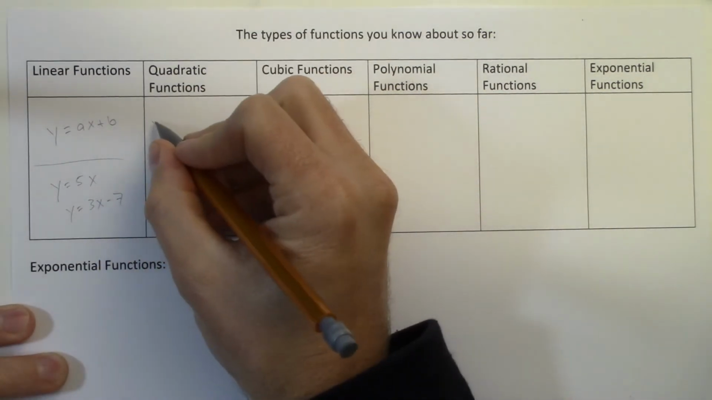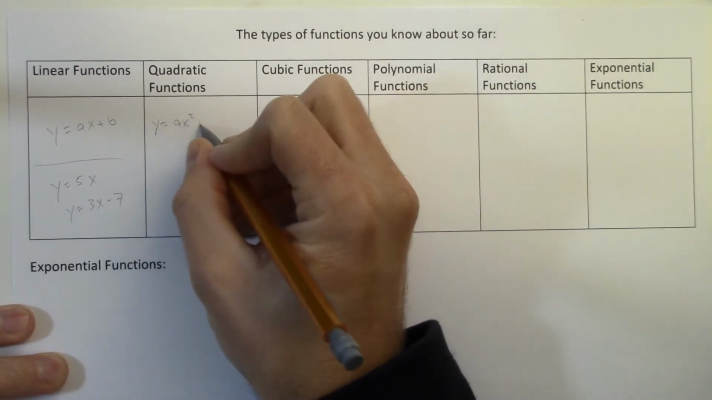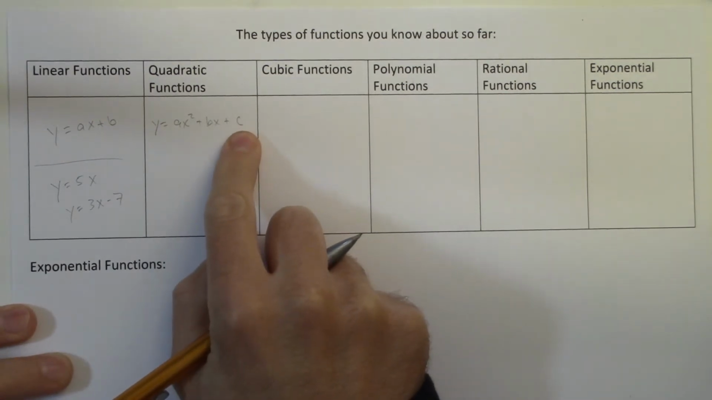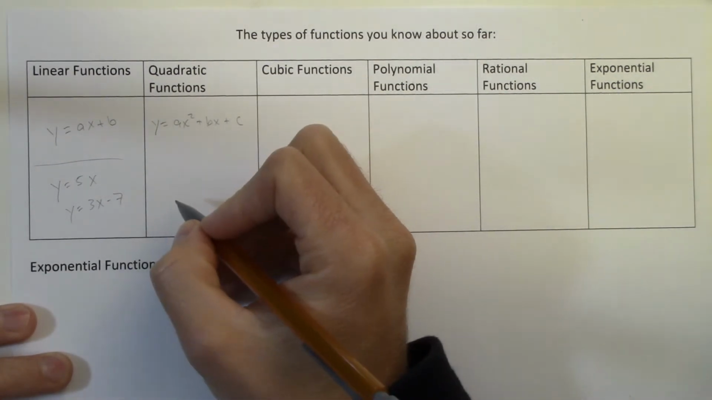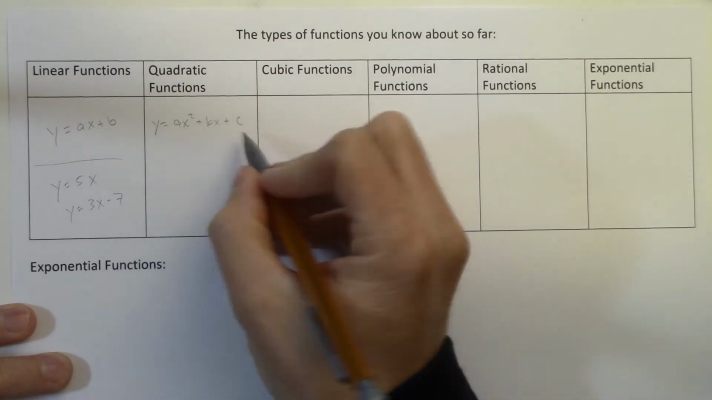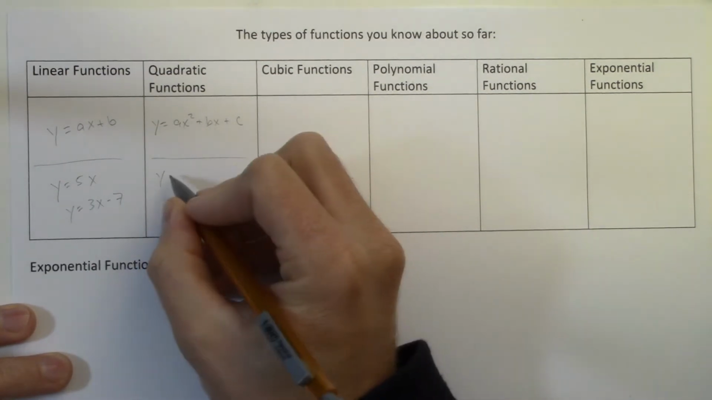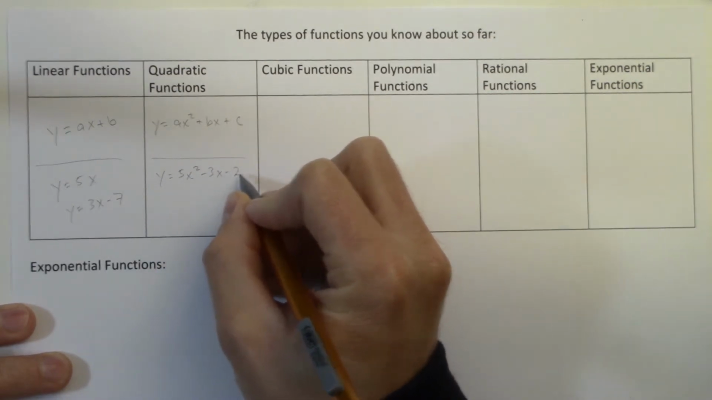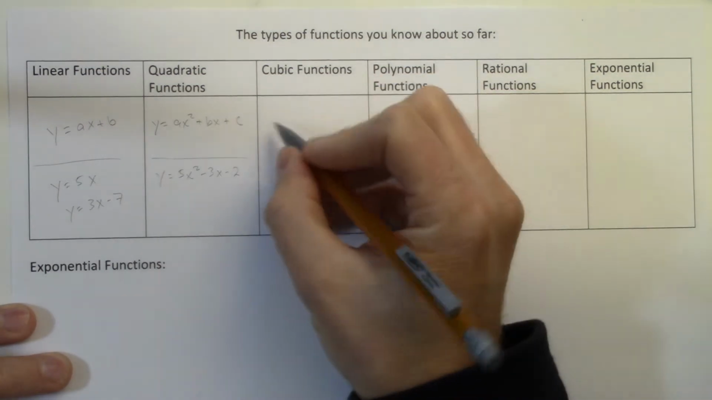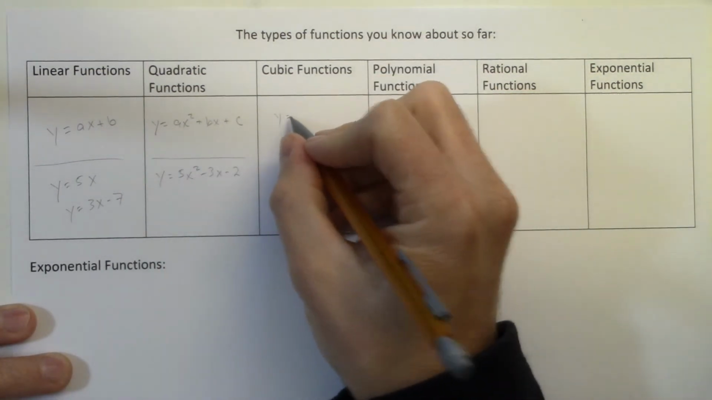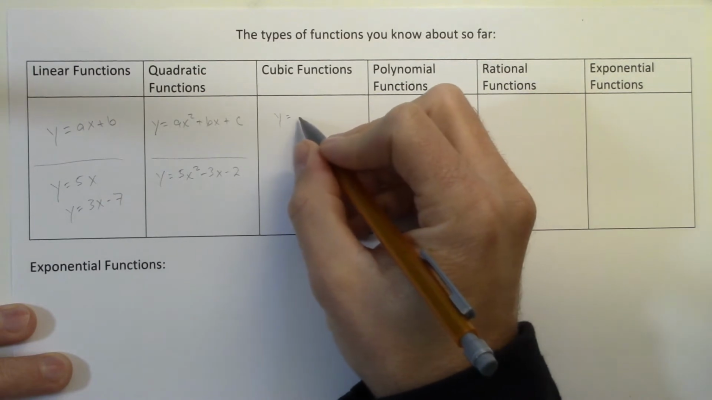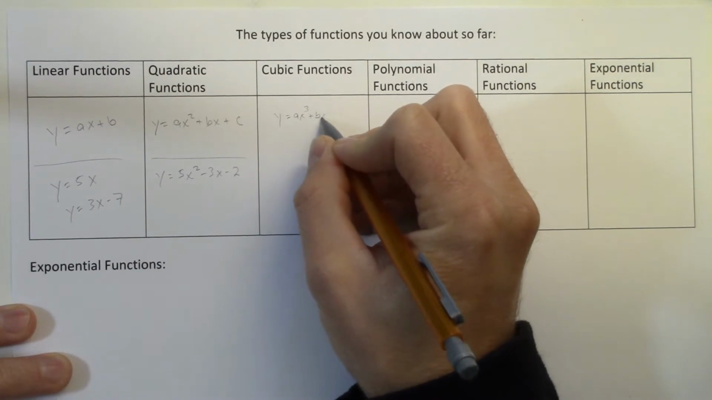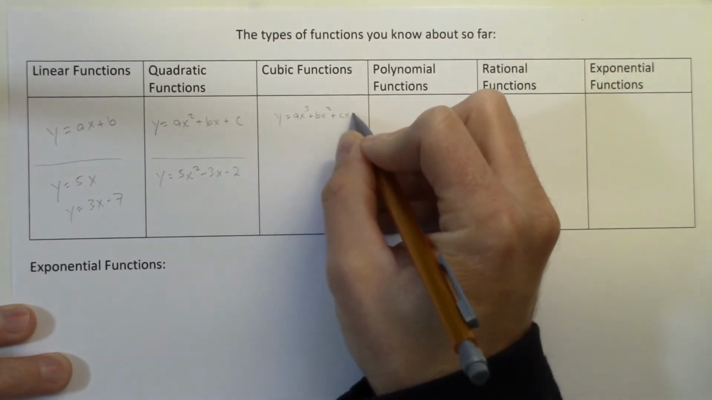Quadratic functions take this form, where a, b, and c are all just real numbers. Quadratic functions would look like parabolas. Cubic functions would just be the same thing, except we're going to have more terms. So I'm going to give you an example. Well, maybe I should write it out: ax cubed plus bx squared plus cx plus d.